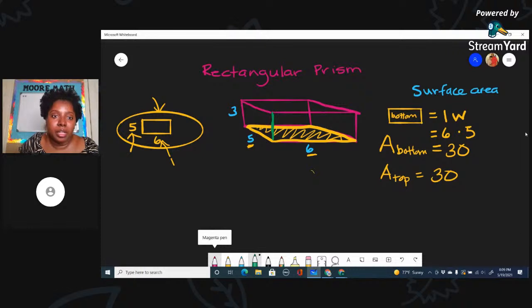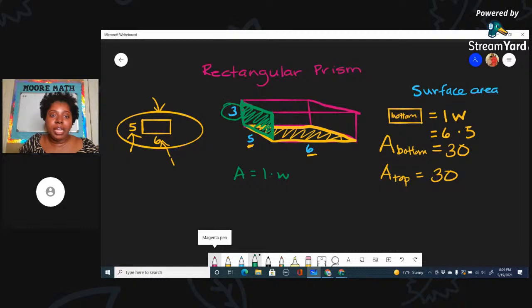Actually, let's do the side. I think that'll be easier for you to see. So here's a side right here. What shape is that? A rectangle? Yeah. So we have another rectangle. It's the same formula. So rectangular prism is nice because it's the same thing the whole way through. Area equals length times width.